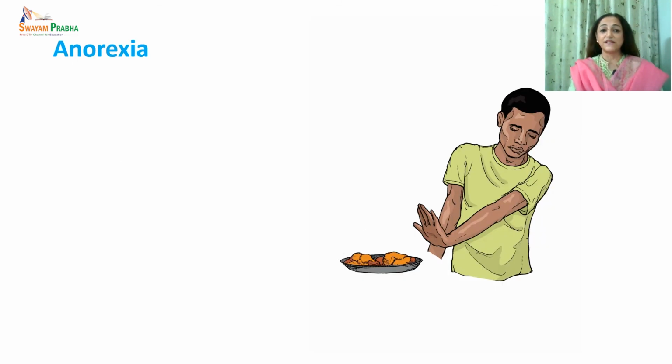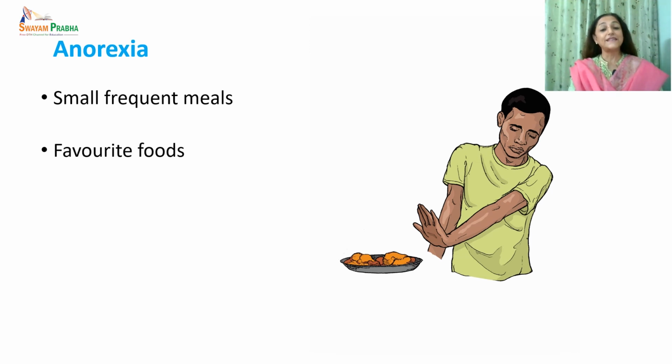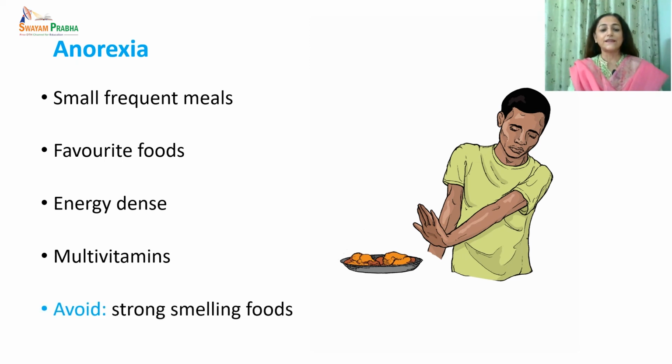If the patient is anorexic, we can consider small frequent meals, and then his favorite foods can be recommended, energy dense food can be given, and then we can think about giving some multivitamin support along with it. And then we have to avoid strong smelling foods for such patients.